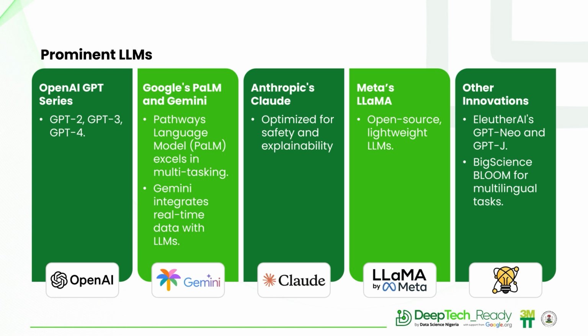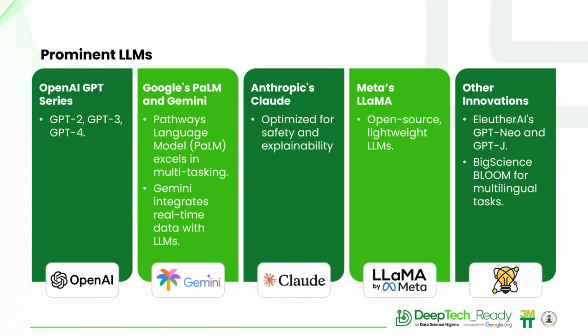We also have Anthropic's Claude. This model prioritizes safety and explainability, making it suitable for ethical AI applications. We also have Meta's Llama, which is a lightweight and open source application. Llama is optimized for accessibility and efficiency, particularly in research and low resource settings.